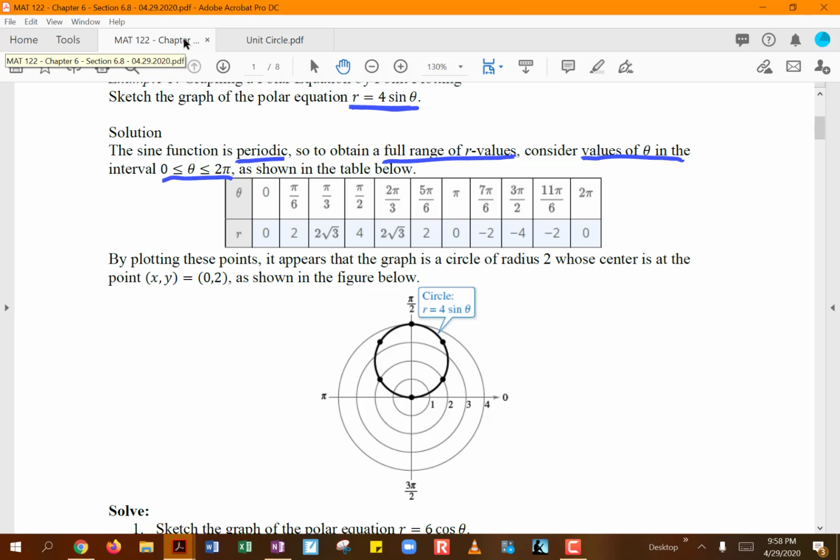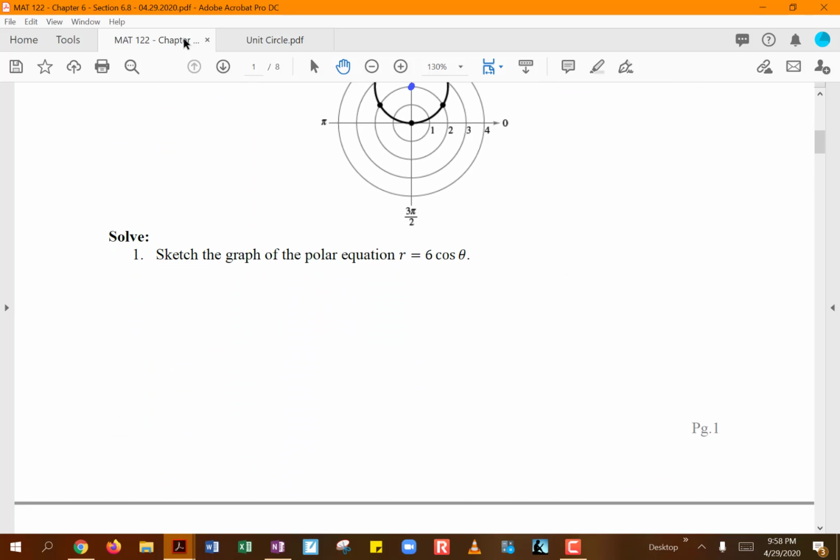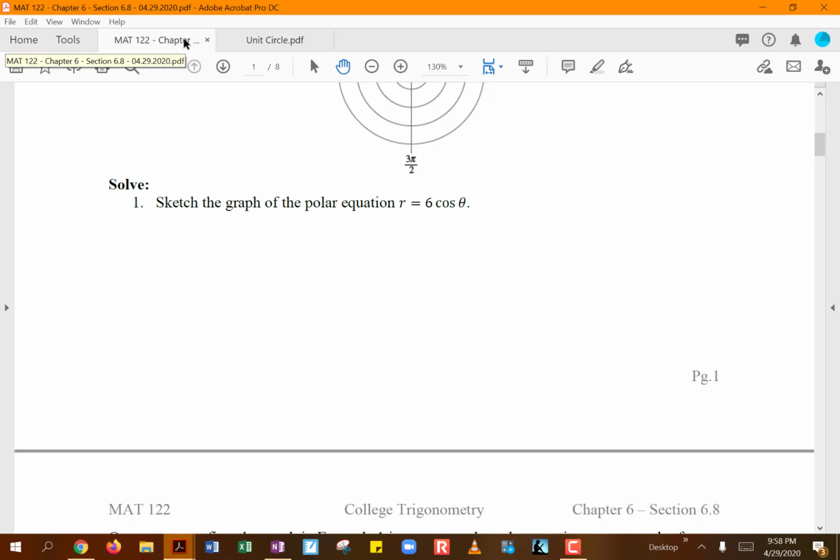And once you are done graphing, it looks like your graph is going to be a circle that has a radius of 2 units, and the center is going to fall at the point 0, 2. So right here is the center of our graph, and then you can see it has a radius of 2. So let's go ahead and take a look at our next equation.